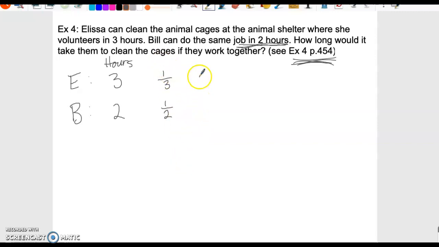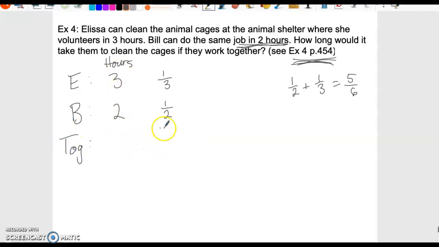So let's just talk about that for a second. If they work together, let's say they're working for 1 hour, well then Alyssa will be 1/3 of the way done with the job. Bill will be halfway done with the job. Well, 1/2 plus 1/3, if you do the math, it's 5/6. So they're almost done after 1 hour. So I know for a fact that this job will take more than 1 hour, but less than 2 hours, because Bill could do it by himself in 2 hours, which is where the together comes from.